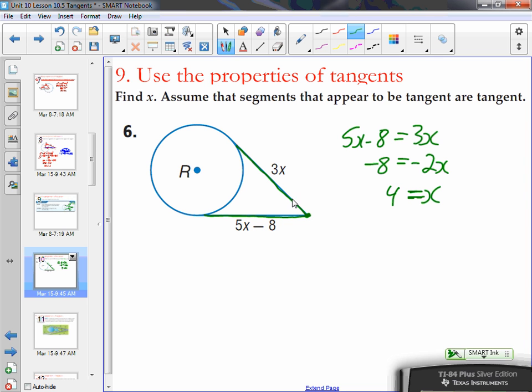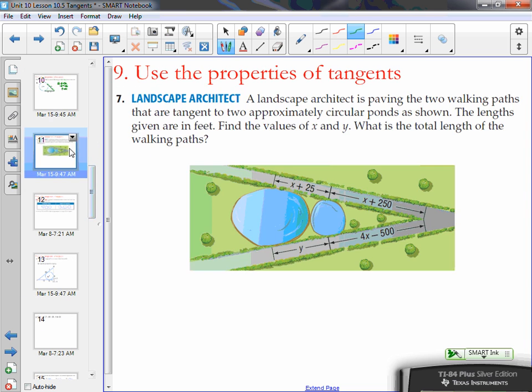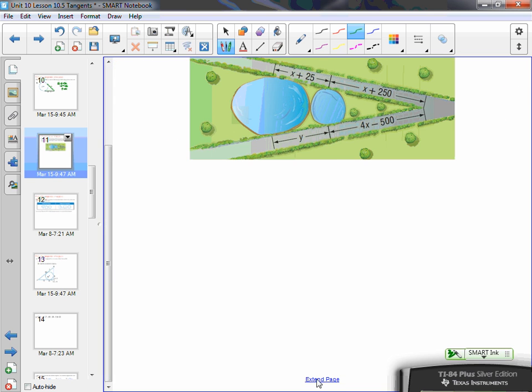Now, we're going to use that same concept on number 7. It says a landscape architect is paving the 2 walking paths that are tangent to 2 approximately circular ponds as shown. Since the ponds are approximately circular, are we going to get exact, take it to the bank kind of answers? No, I mean, we may get whole numbers, but there's going to be approximate whole numbers, aren't they? Okay? So the lengths are given in feet. We're supposed to find the values of x and y, and then answer the question, what is the total length of the walking paths? All right.